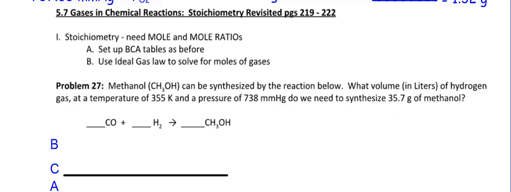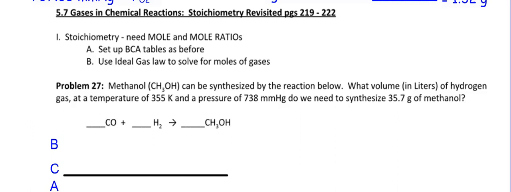So when you think of stoichiometry, I hope you start thinking of BCA tables. You're going to need your moles and your mole ratios. That's what your C does. Divide by what you have, multiply by what you want. And then if needed, you need to use the ideal gas law to solve for moles of gases. Once you find out what your moles are, stick it in your equation and you can solve for moles of whatever else you're looking for and proceed on.